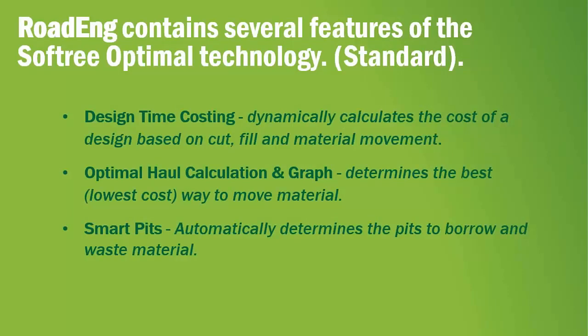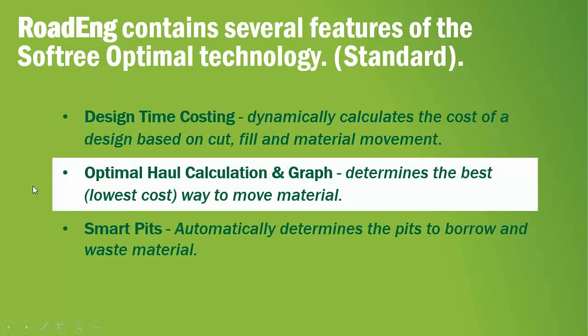So RoadEng contains a lot of features that we have developed with our Softree Optimal technology. That's the software that will design for you a vertical alignment given various input parameters, constraints, and so on. That includes what we call the Opti-Haul calculation, and this is where we determine the lowest cost way to move material.